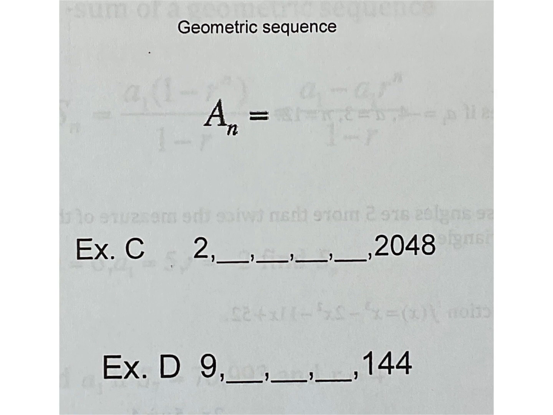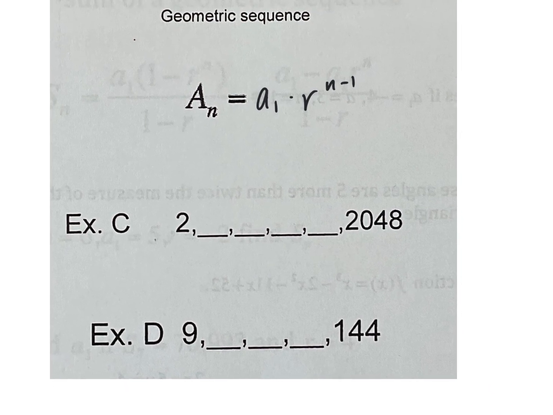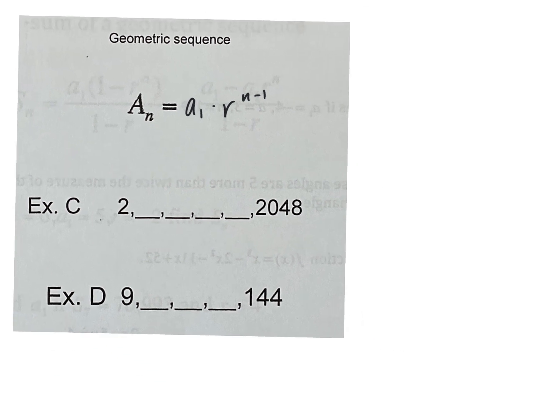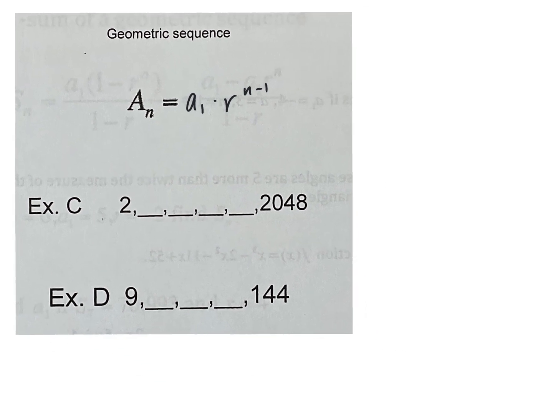Well, let's go remind ourselves of that formula. Let's bring it down right here. We got a sub 1 times r to the n minus 1. There we go. Now check this out. Do we know what the r is? No, we don't. But do we know what a sub n is, the last term? Yeah. So this time, in order for us to figure out what those middle ones are, I know what my last term is. I know we've got 2048 there. What's a sub 1? 2.